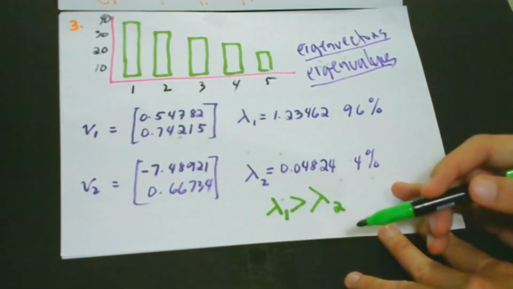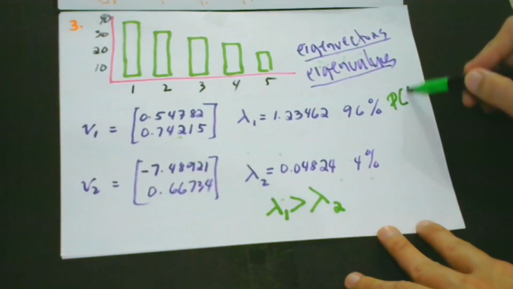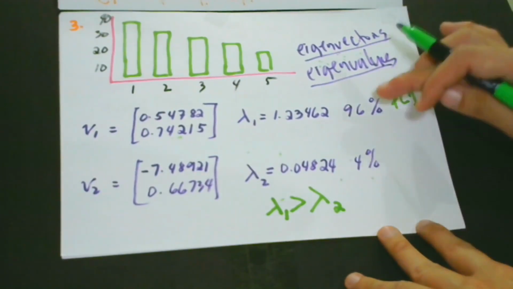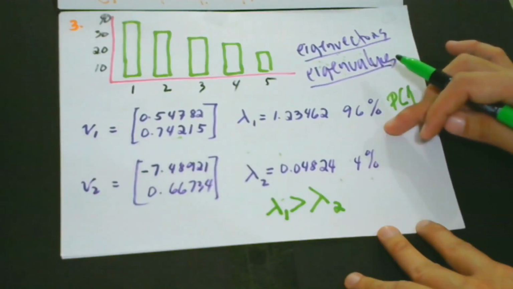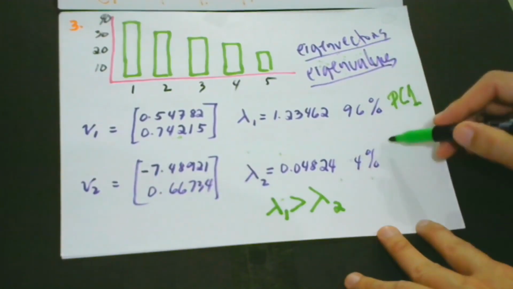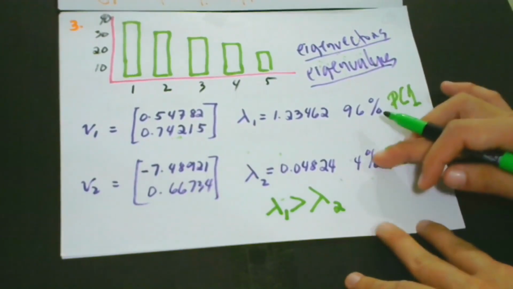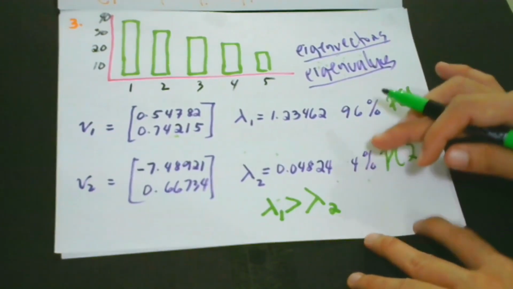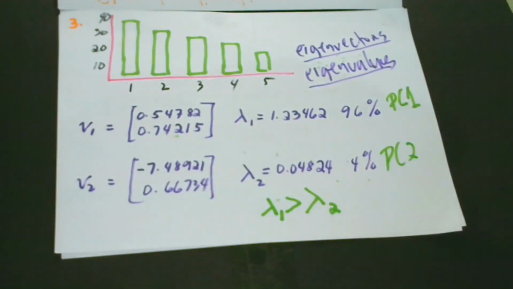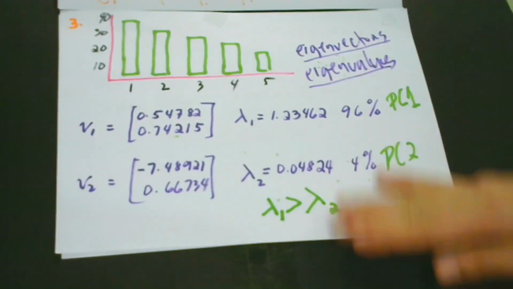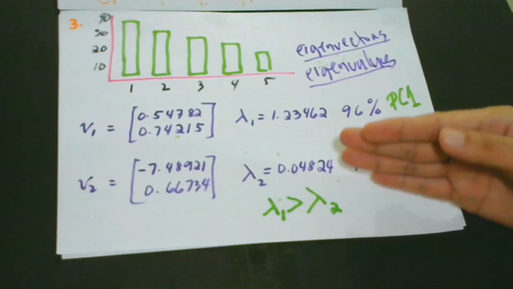So what do I mean by this? It means that the PC1, or the principal component number 1, contains 96% of the information of the whole data, and PC2, or principal component number 2, contains only 4% of the information of the whole data. So what will we do next? We have already identified how much information is contained in each principal component. So the next thing to do is to decide whether to keep the components or not.